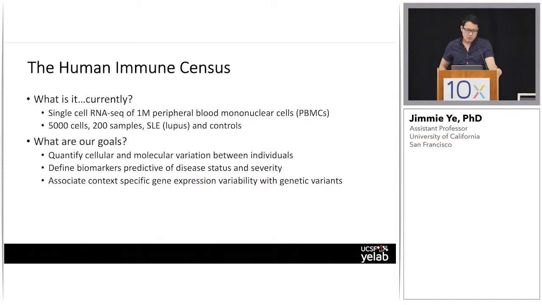And so what we've been wanting to do is build this thing that we're calling the human immune census. What is it currently? Well, sort of this first pass version of it is single-cell RNA sequencing of about 1 million peripheral blood mononuclear cells. But instead of doing this experiment over 1 or 2 individuals, we're doing the sequencing over 200 samples, about 5,000 cells each. Initially, we're looking at differences between lupus patients as well as healthy controls.